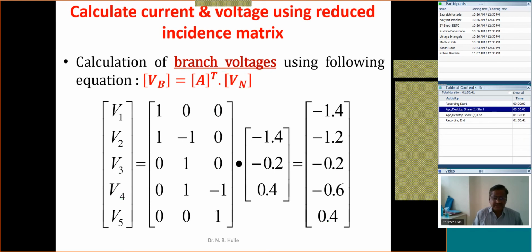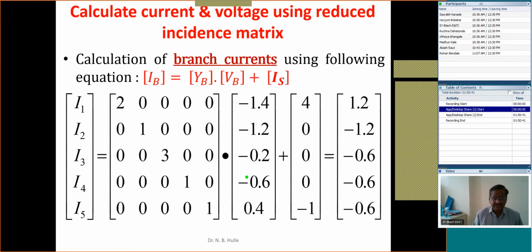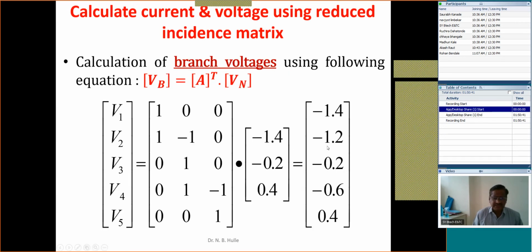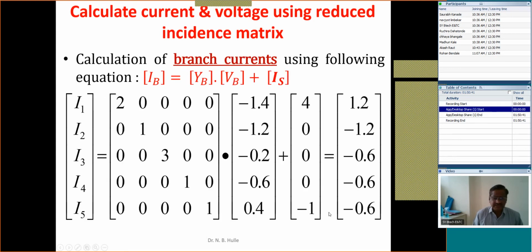In a similar way, if we know the node potentials and branch voltages, we can find the branch currents. The branch currents are given by the formula YB VB plus IS. YB is the branch admittance matrix, which we have already calculated. VB is the branch voltage matrix, which we calculated in the previous step. IS is the current source matrix.